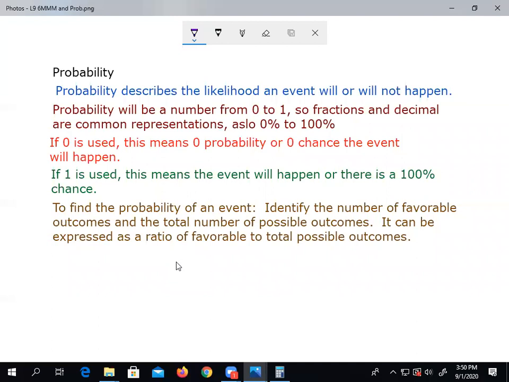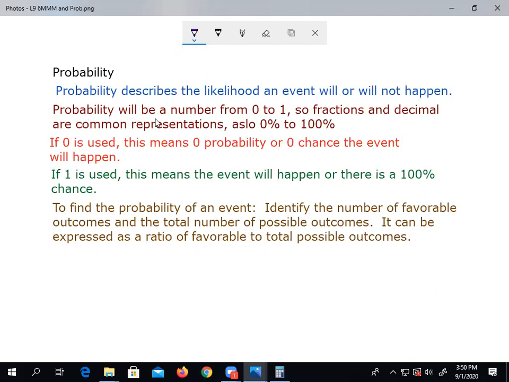So our next topic is probability. Probability describes the likelihood an event will or will not happen. A lot of times you'll hear that with our forecast. What's the probability that it's going to rain today? What's the chance of rain? So the word chance and probability are very similar in what they mean.